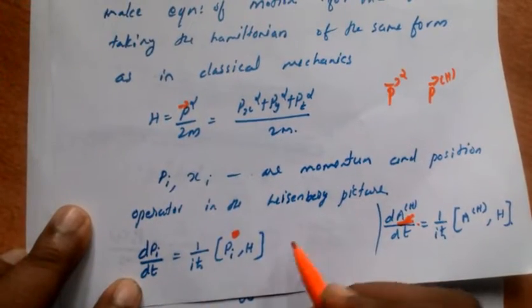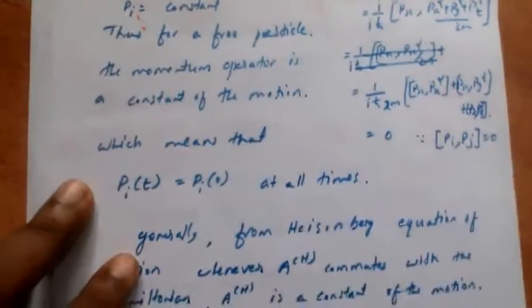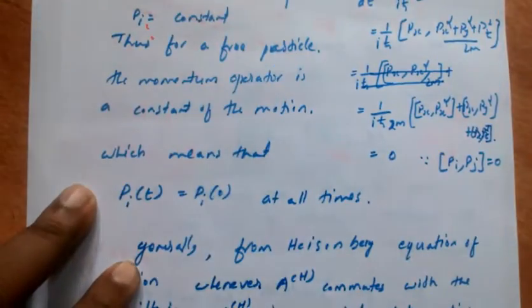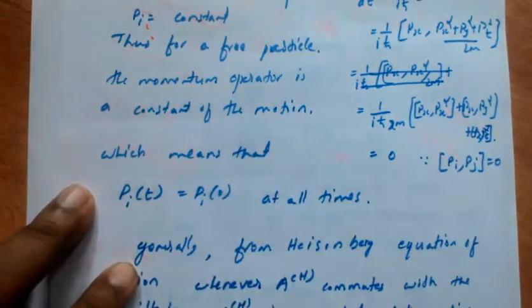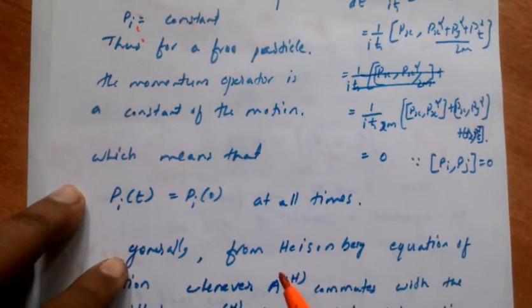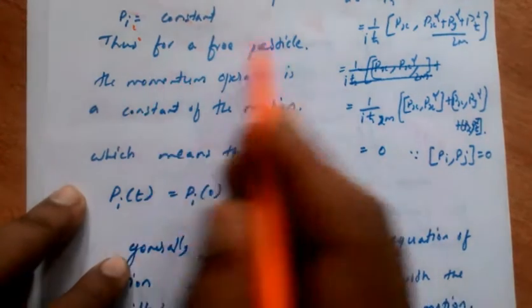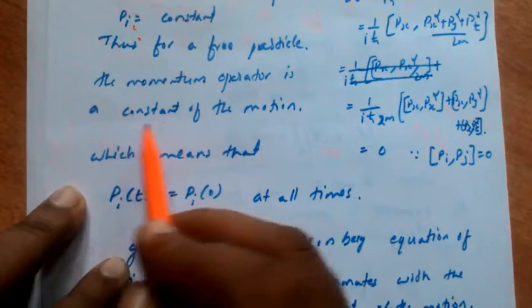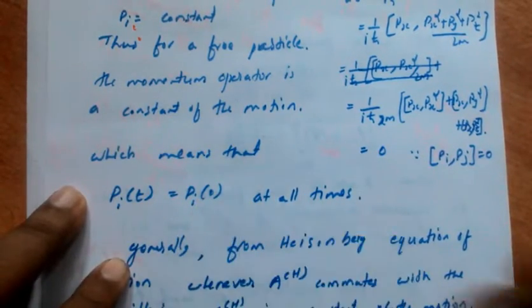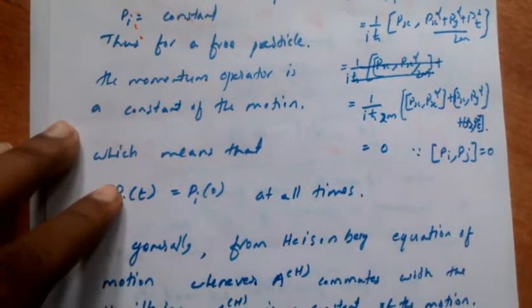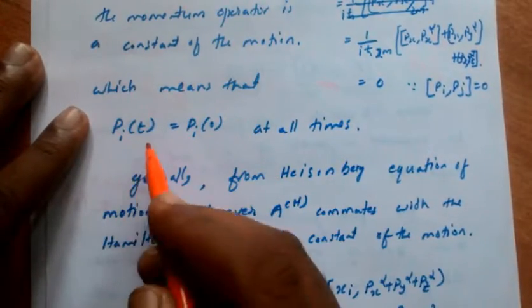That means if dpi over dt equals 0, then p will be the constant of motion. pi will be the constant. This is for a free particle. The momentum operator is a constant of motion. We have considered the situation of a free particle, and for a free particle the momentum operator is a constant of motion, which means that pi of t equals pi of 0 at all times. That means momentum will not change with respect to time.